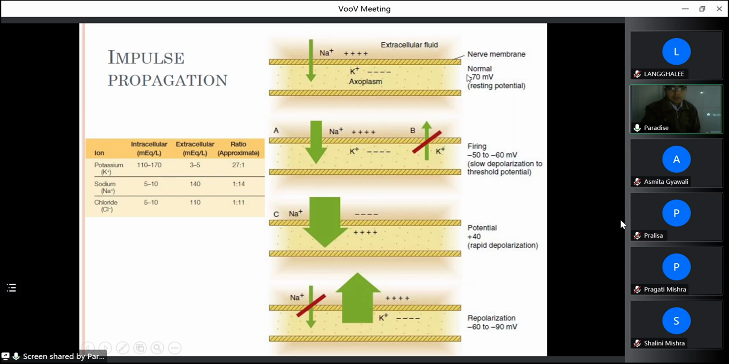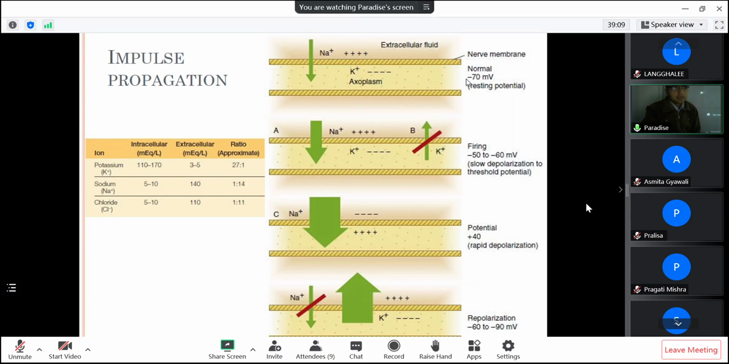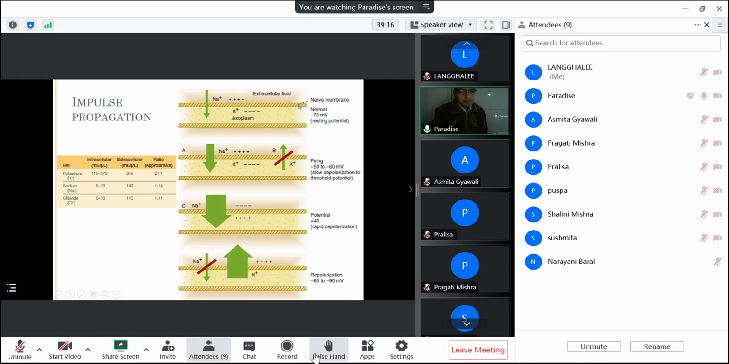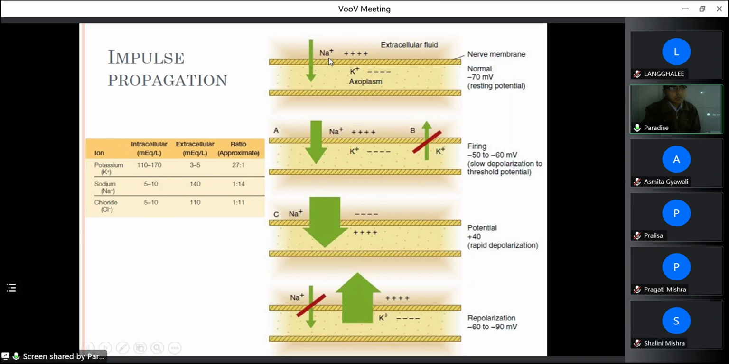The resting potential in normal condition, when the action potential is not generated, is when the voltage of the intracellular environment is minus 70 millivolt. Now what happens in case of impulse propagation or generation of action potential? Sodium, which is more concentrated in the extracellular fluid, will enter into the intracellular fluid. Once it enters, what happens? The sodium is positively charged.